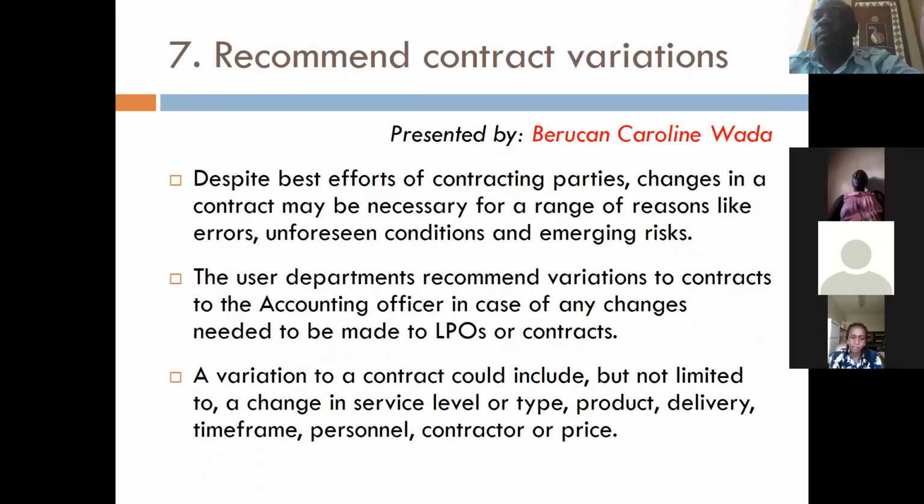And the user department recommends variations to contracts to the accounting officers in case there is any variation needed on the LPOs or contracts. And these variations could arise from errors, unforeseen conditions, and emerging risks. So here, an assessment is usually made and an appropriate sign-off sought from the businesses before the variation is concluded on.